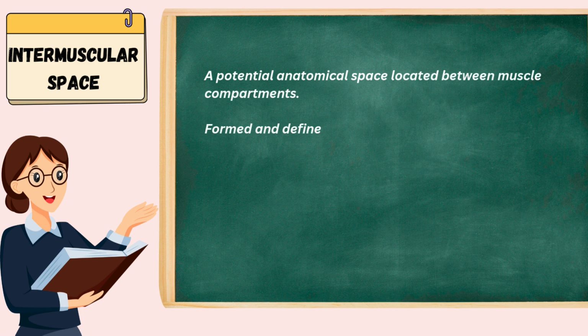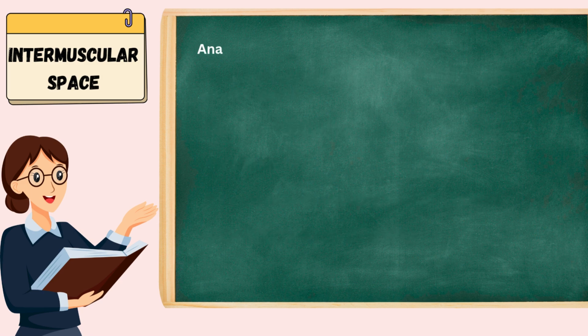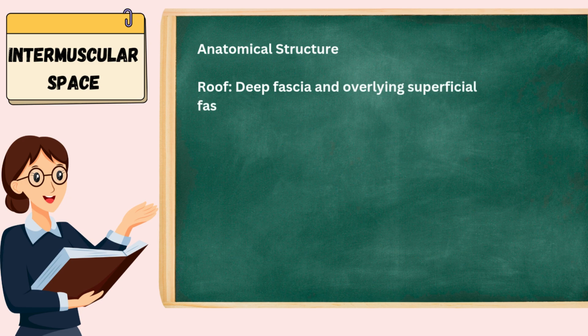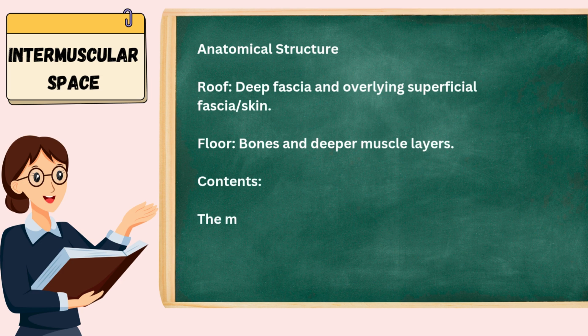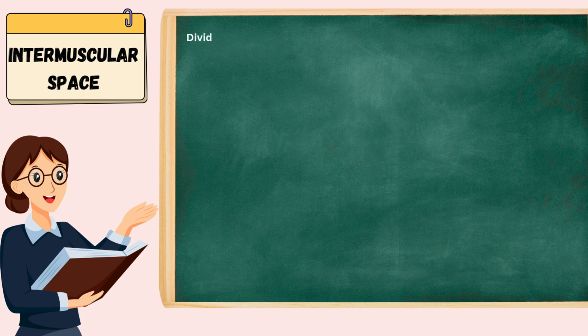Intermuscular space, a potential anatomical space located between muscle compartments. Formed and defined by deep fascia, intermuscular septa, extensions of deep fascia, bones and muscles as boundaries. Anatomical structure, roof, deep fascia and overlying superficial fascia, skin, floor, bones and deeper muscle layers. Contents. The most important content here is the neurovascular bundle, usually arranged as VAN, vein, artery, nerve. Dividing compartments, the intermuscular space helps divide the limb into functionally separate regions.